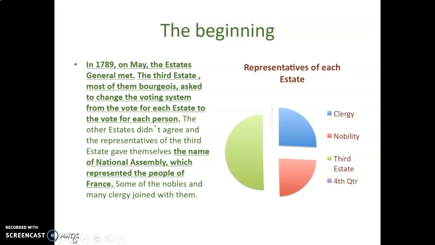So, in the beginning, in May 1789, the Estates General met. The Third Estate, most of them from the bourgeoisie or middle class, asked to change the voting system from one vote for each estate to one vote for each person. The other estates didn't agree to this representative form. The Third Estate gave themselves the name the National Assembly, and they broke off to do their own thing. Some nobles and many clergy joined with them.